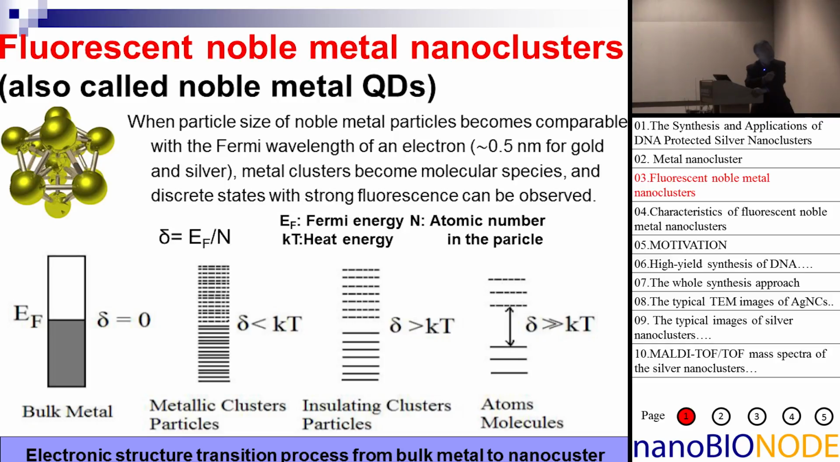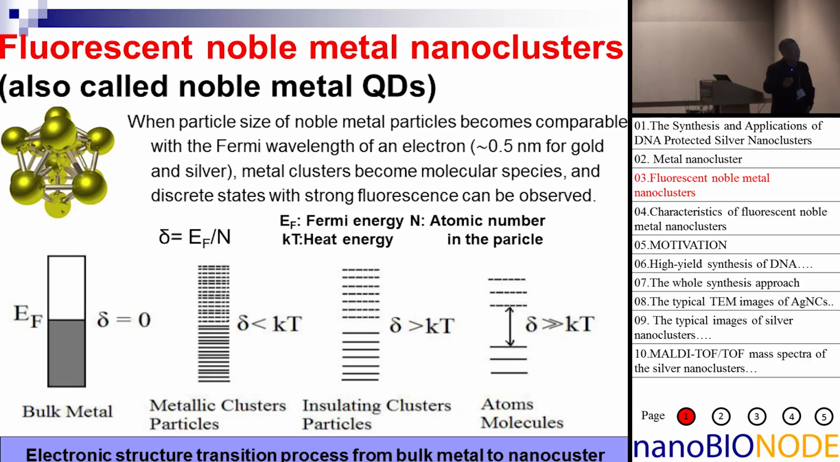So we can see here we call the fluorescent noble metal nanocluster, also called the noble metal quantum dot. When the particle size of noble metal nanoparticles becomes comparable with the Fermi wavelength of an electron, say for example half a nanometer for gold and silver, the metal nanoclusters become molecular species and discrete states with strong fluorescence can be observed.